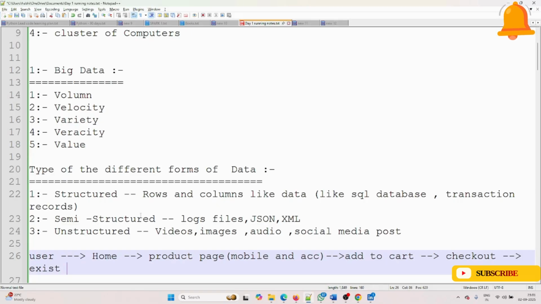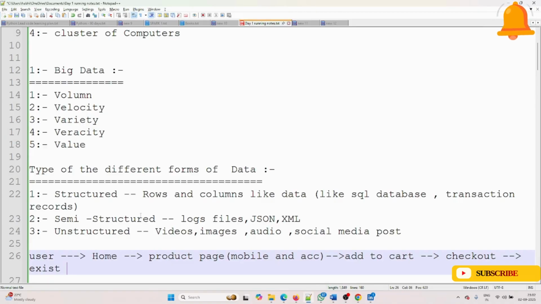So I'm going to give an example of the variety of data. Suppose I'm working with an e-commerce website. Here, structured data means order history and product prices. Semi-structured means server logs and website clickstream. Website clickstream means the user logged in to the website, moved to the home page, then searched for the product page, then searched the product, then added to cart, then checked out, then exited. This is the clickstream. So it will come as semi-structured data.